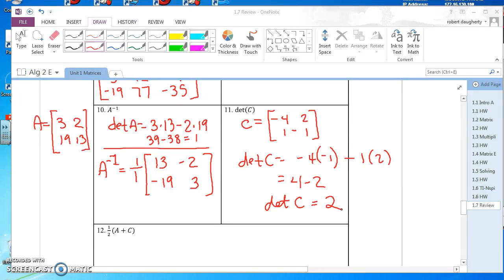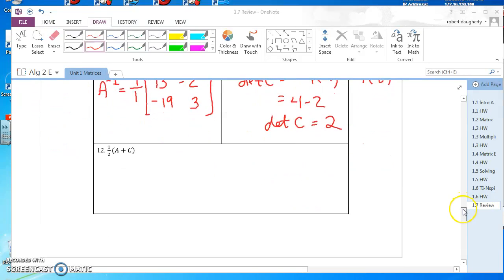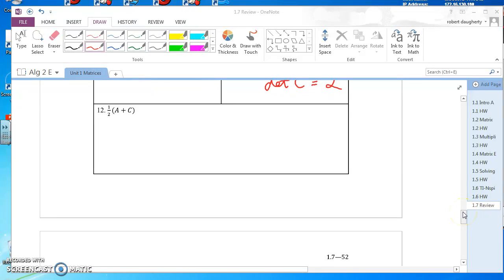Let's go ahead and work number 12 over here. So number 12 is 1/2 of A plus C. A and C are both 2 by 2 matrices, so this is allowed. So this is 1/2. So it's going to be A plus C. So that's 3, 2, 19, 13. That's A. Plus C, which is -4, 2, 1, -1.